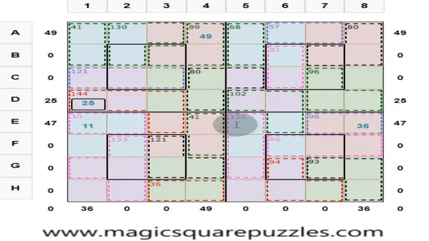This magic square puzzle can start anywhere, go anywhere, come anywhere. Okay. We prefer to start here. These 3 numbers give you 96. These 4 numbers should give you 130. This is 130 minus 96, 34.